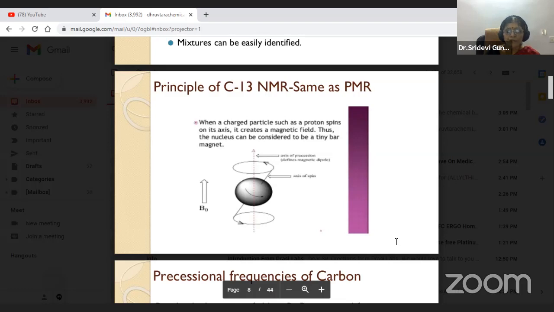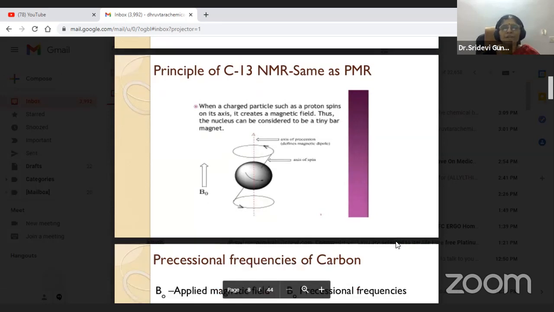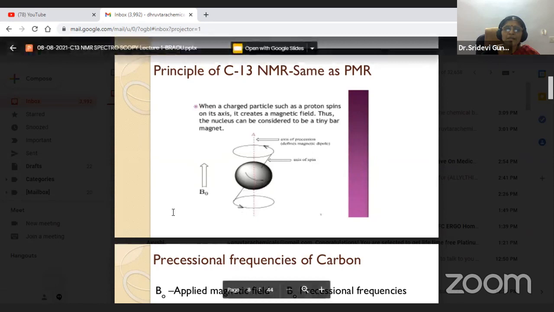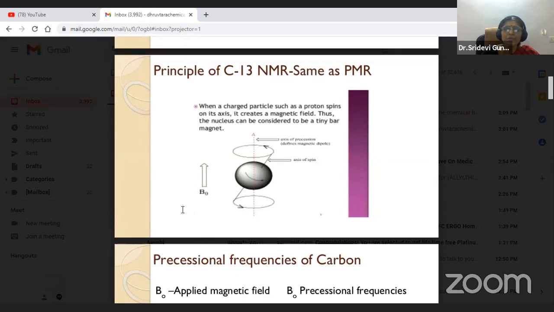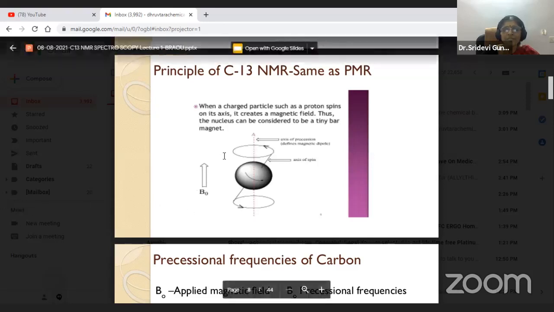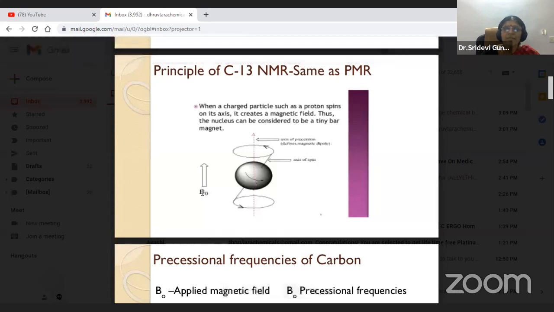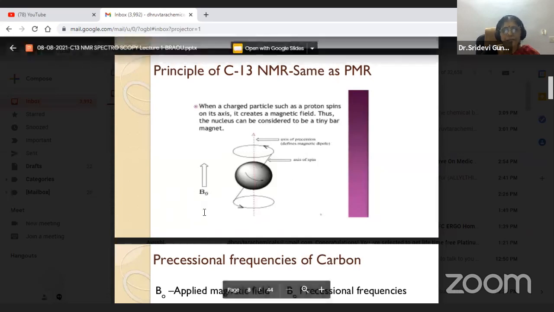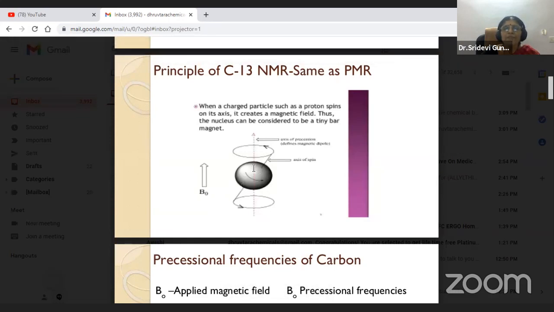The principle is also the same as PMR. What is the principle of PMR? As I told you, in the absence of an applied magnetic field, magnetic nuclei, protons, are randomly oriented. In the presence of the applied magnetic field, B0, they can have 2 orientations: one in line with the applied magnetic field, the other opposite to it. They will align, and they will also be spinning. The protons are spinning already.